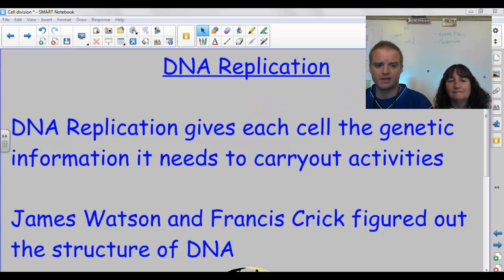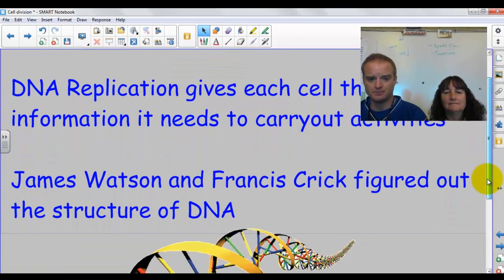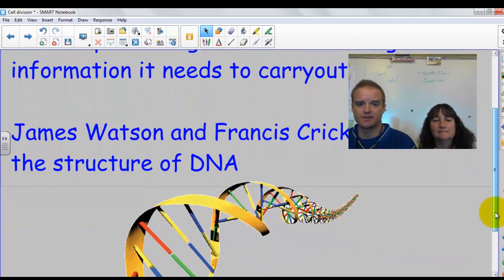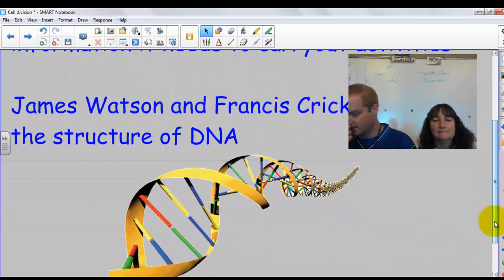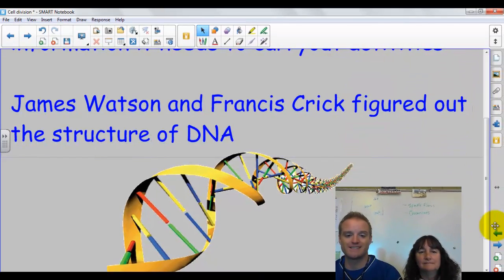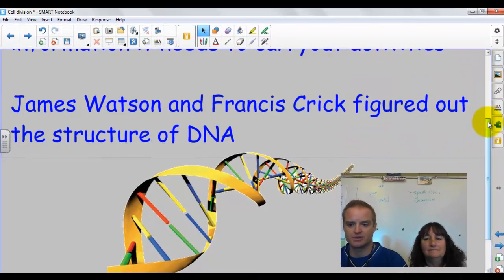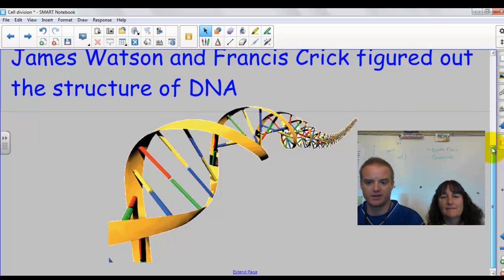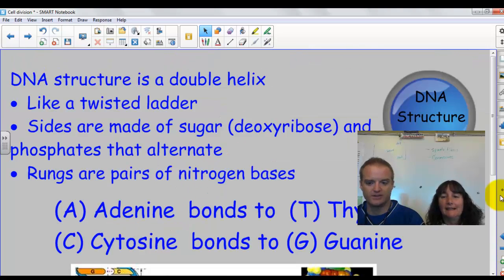DNA replication gives each cell the genetic information it needs to carry out all of its activities. This structure was first discovered by two scientists from England named James Watson and Francis Crick. What is the structure of DNA? It's called a double helix. Double because it has two sides, and the helix spins around, kind of like a spiral staircase.